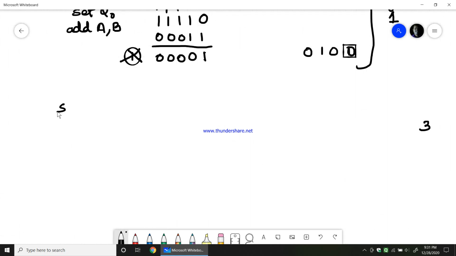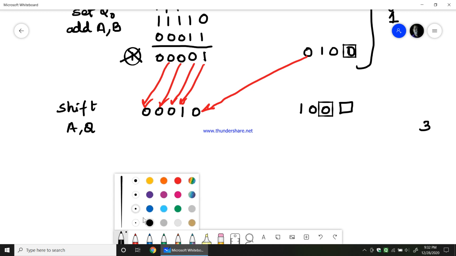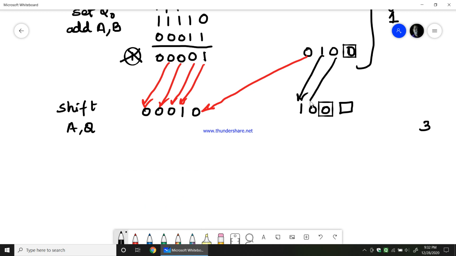So again shift a comma q. So 0, 0, 0, 1. This 0 comes here. So that is what we did. This 0 came here. 0, 0, 1, and this 0. Whereas q becomes 1, 0, 0, and we don't know what the fourth bit q0 is now. Okay, after shifting a comma q, you subtract a comma b.